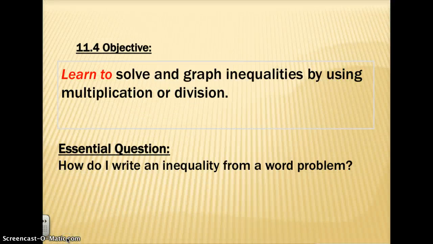Chapter 11, Section 4. Objective: learn to solve and graph inequalities by using multiplication or division. Essential question: how do I write an inequality from a word problem? Notice from the objective, the emphasis is on multiplying and dividing today, so that should be a big hint as to what you should be doing for operations.